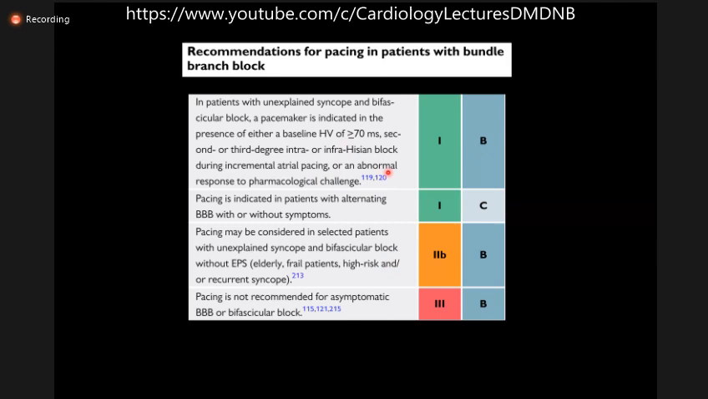So in this subset, if the patient has an unexplained syncope and you have some of the features in this data set, pacing is considered with a fairly high level of evidence in the current ESC guidelines. Pacing is also indicated in patients with alternating bundle branch block with or without symptoms, as this is often considered a forerunner to advanced conduction system disease. And there's no question regarding that patient subset where pacing is firmly recommended.